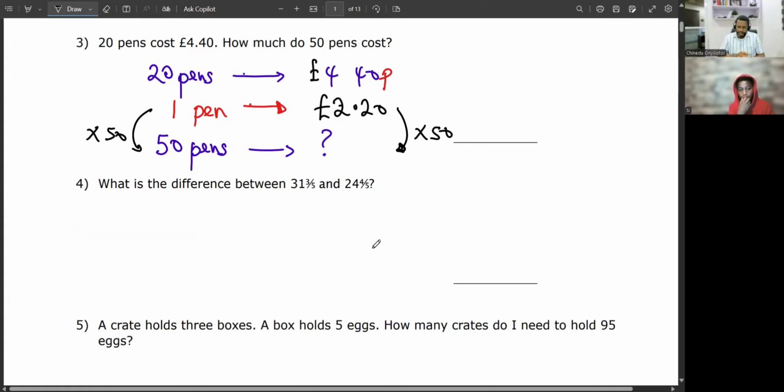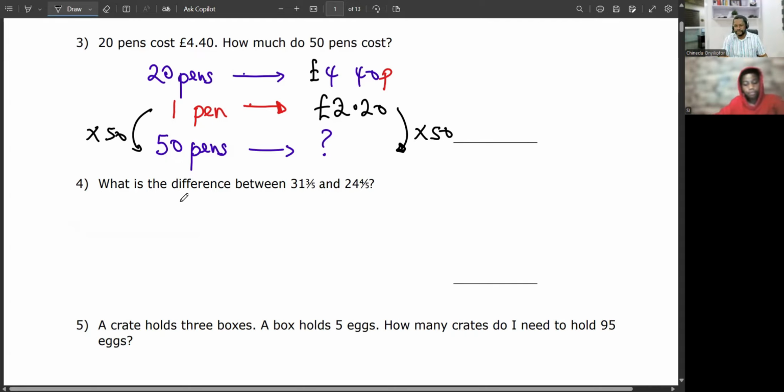Does it make sense? Yes, sir. Yeah, because it's one of the ways to make you understand it. First of all, you figure out how much 1 pen will be, and once you figure that out, then the 50 pen will be a lot easier.